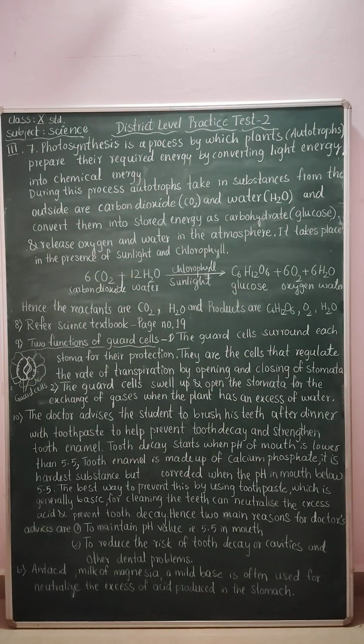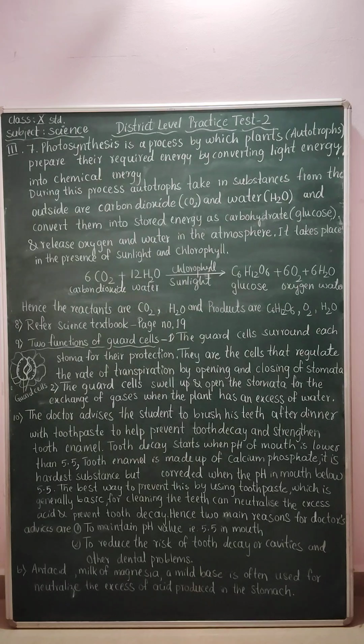Dear students, before knowing this answer, let us recall what you have studied in the regular classes, the importance of pH in everyday life. If the pH of the mouth changes, it causes tooth decay. Tooth decay starts when the pH of the mouth is lower than 5.5. Tooth enamel is made up of calcium phosphate. It is the hardest substance in the body. It does not dissolve in water but is corroded when the pH in the mouth is below 5.5.